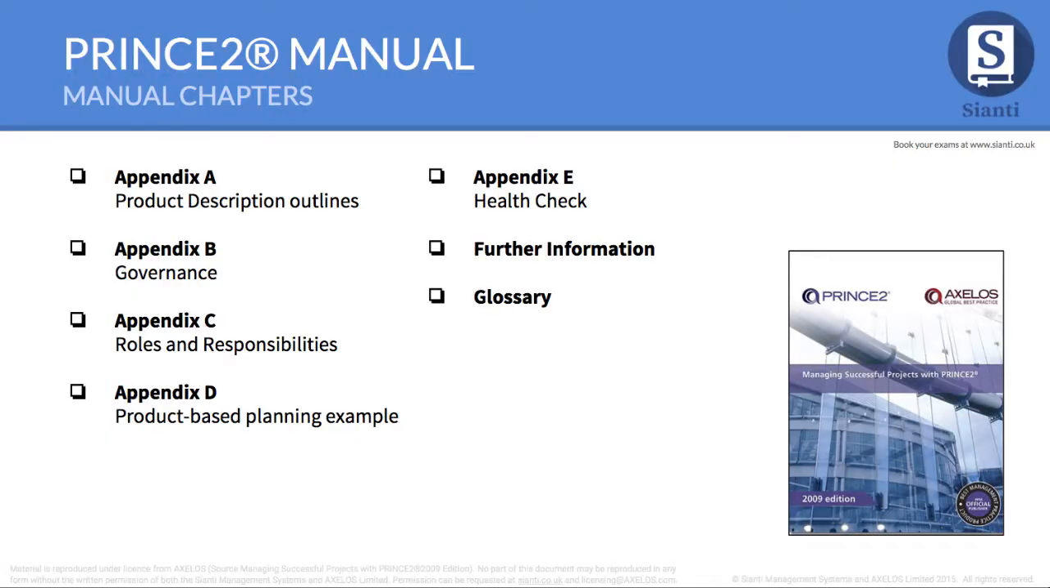Appendix E gives you a health check. It's a fairly detailed list of things that should be happening on a Prince project and documentation that you should have. So if you want to compare how well you're doing against what Prince suggests, the health check is a good starting point.